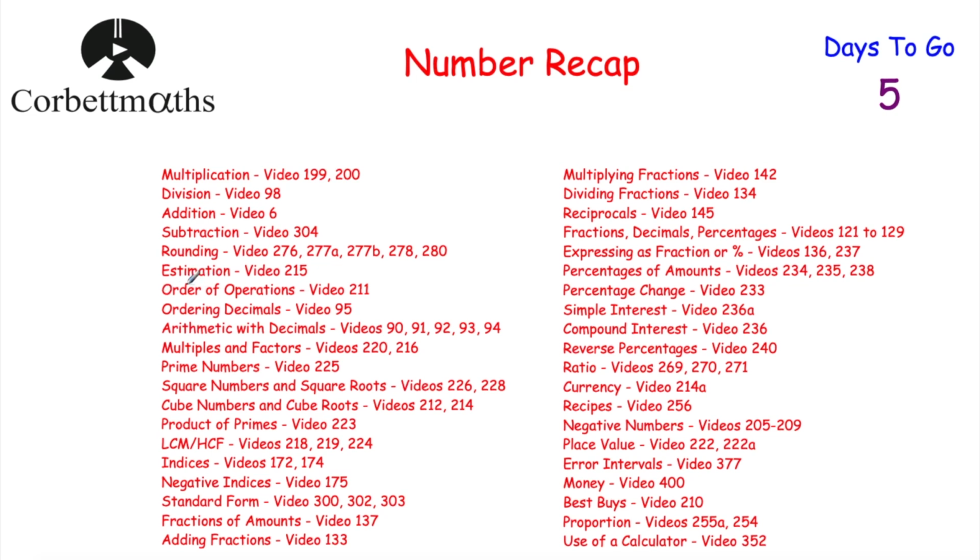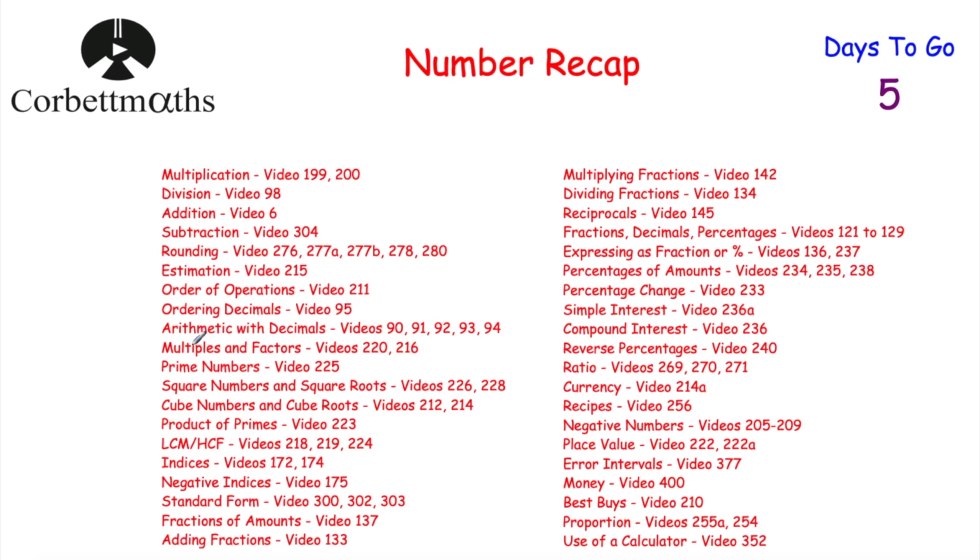In terms of order of operations, make sure you know the order of operations, so your brackets, then your orders or your indices, that's like your squareds and your square roots and your cubes and things like that. Then your divisions and multiplications, and then your additions and subtractions, so make sure you know the order of operations. Make sure you know how to order decimals, so in terms of ordering decimals, some students find it quite useful to put zeros on the end to make them all the same length as each other, and then just put them in order. Make sure you're confident with your arithmetic with decimals.